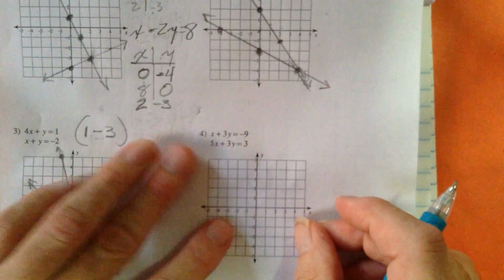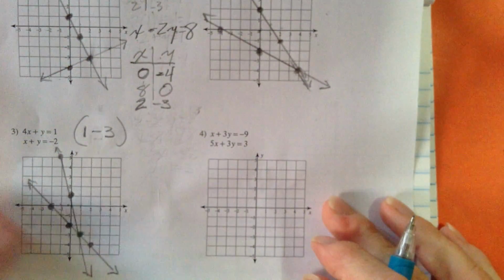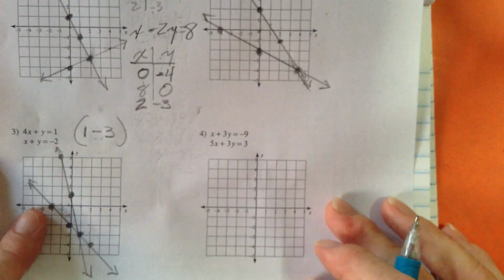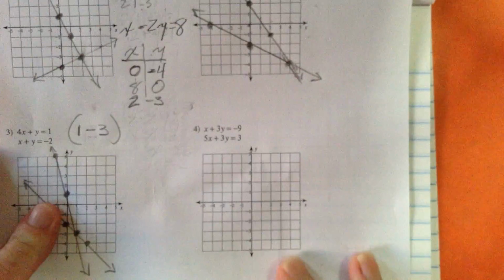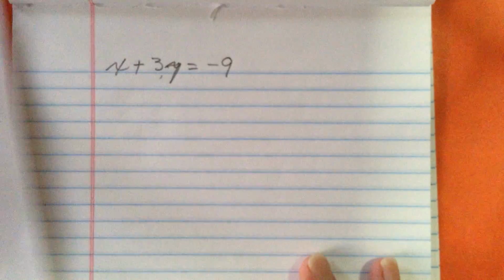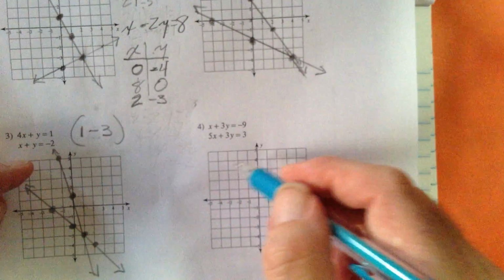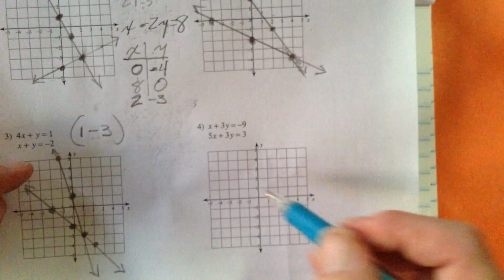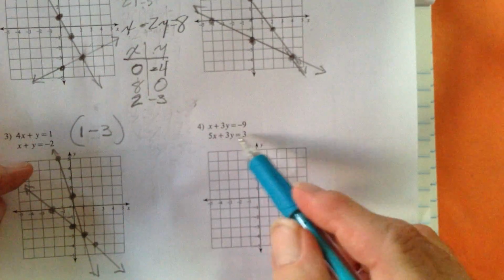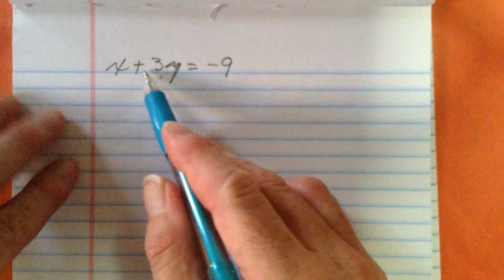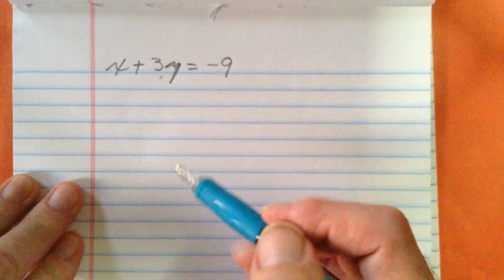Okay, another example. This one was a little bit harder to figure out, so I'll show you the process that I went through. We're trying to solve for these two linear equations. We're finding 2 points and graphing the points and making the two lines and seeing where they cross over. So here, the first one, x plus 3y equals -9.